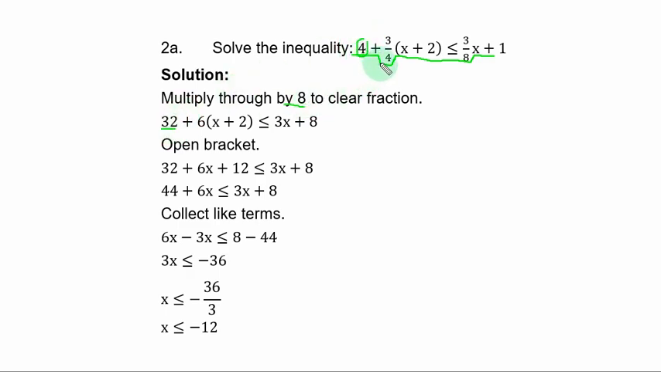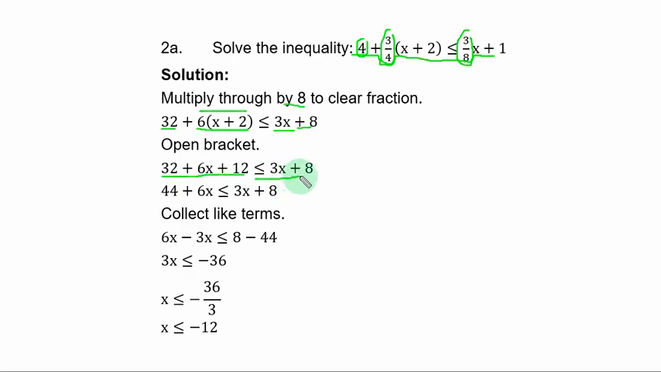If you multiply this term, let's take 3 over 4 times 8 will give you 6 times the bracket. So you have 6 into s plus 2 bracket close. If you multiply 3 over 8 s by 8, you have 3s. If you multiply 1 by 8, you have 8. So open the bracket with 6 and you have 32 plus 6s plus 12 less than or equal to 3s plus 8.